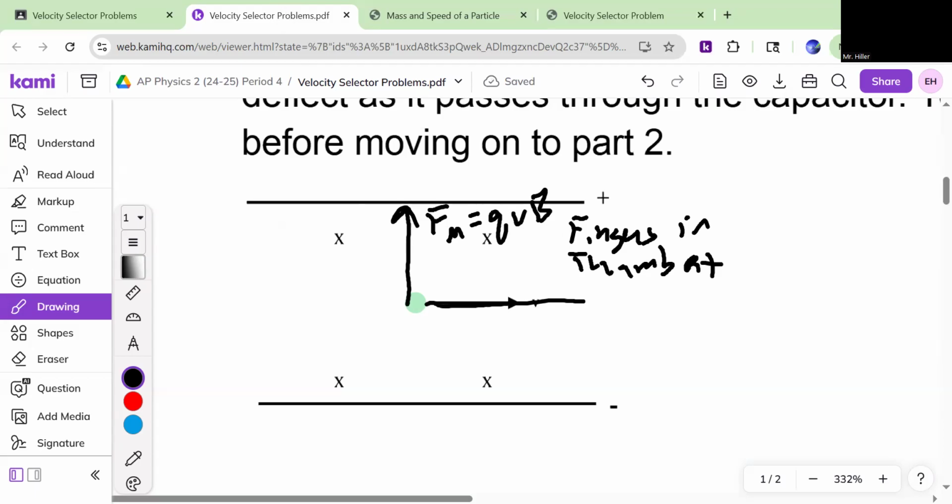Now, in order to pass through undeflected like this is right here, you have to have a balancing electric force going down. Electric force equals QE.